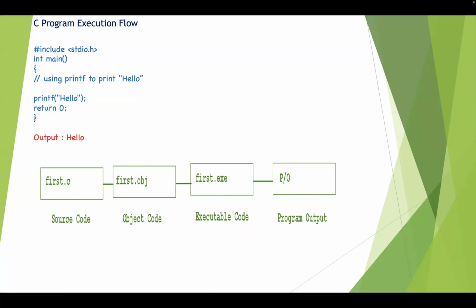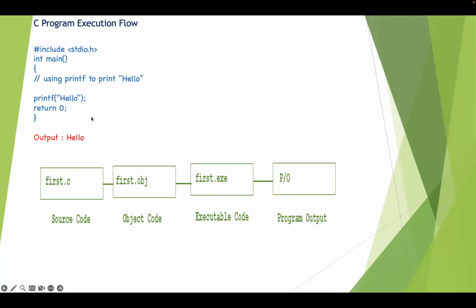What does it mean by source code? Source code is nothing but whatever steps we have written in a human readable format. If you see the above program, I have written #include <stdio.h>, int main. I'm able to read what I have written. It is clearly understandable, human readable language. That is nothing but source code.